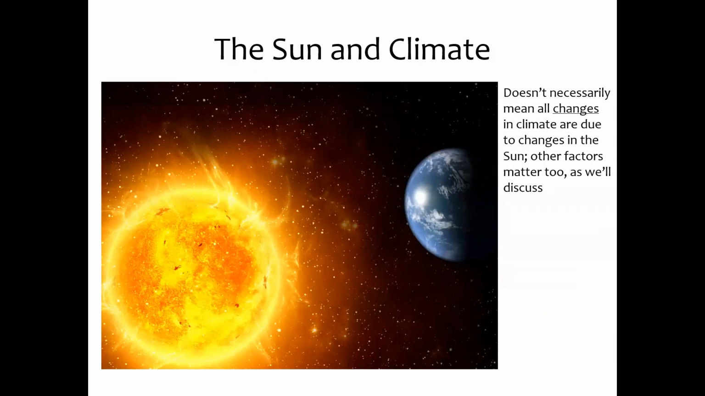Now, I want to note that that doesn't necessarily mean that all changes in climate are due to changes in the sun, or that the sun is the only factor controlling climate. Other factors matter too, as we will discuss. But I do want to note that the primary control on Earth's climate is, in fact, the sun and solar radiation.